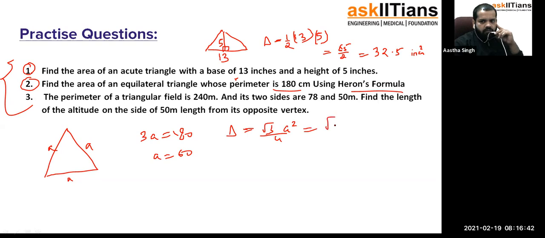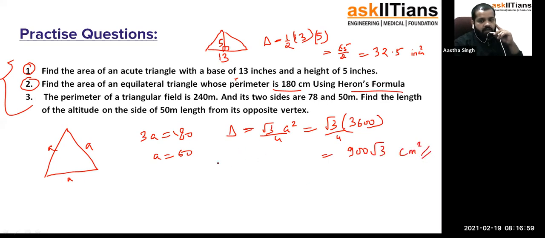So root 3 by 4 times the side squared, 60 squared will be 3600, right? 4 will cancel out 9 times, right? So 900 root 3 centimeter square will be your answer.